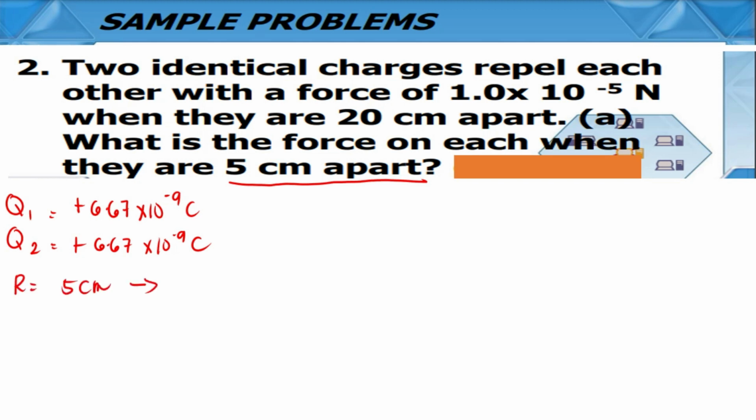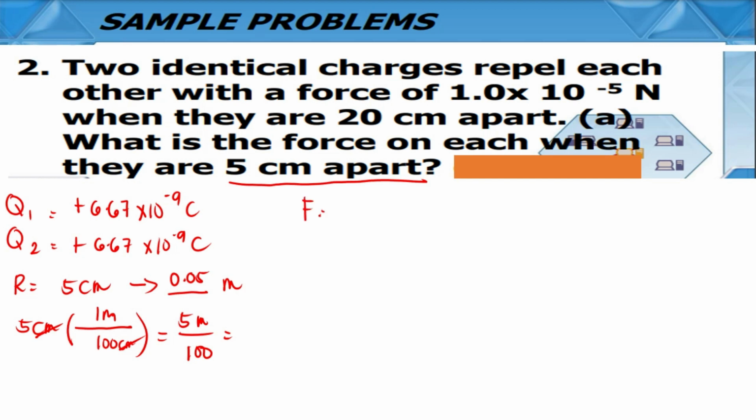So same process. We need to convert 5 cm into meters. So using the formula, 5 cm, open close parenthesis, as we all know, in every 1 meter, meron tayong 100 cm. So cancel out. So the same. So 5 times 1 divided by 100. So 5 meters over 100. So we will get 0.05 meters. So since we already have the value of the R here, we can now solve for the force between these two identical charges that we have.